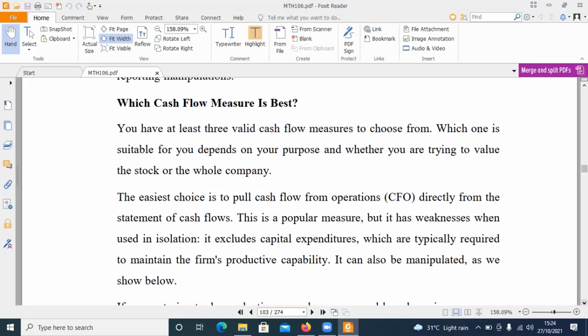So you have at least 3 valid cash flow measures to choose from. Which one is suitable? The easier choice is to pull cash from operations directly from the statement of cash flow. This is probably measured, but it has weaknesses when used in isolation. So he's talking about the CFO that has weaknesses when it's being used in isolation.